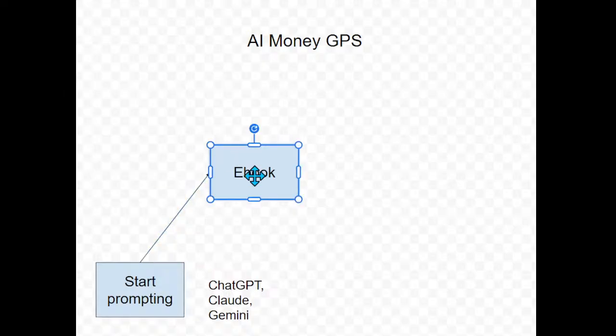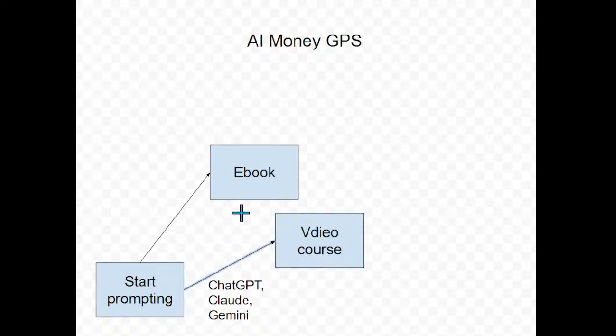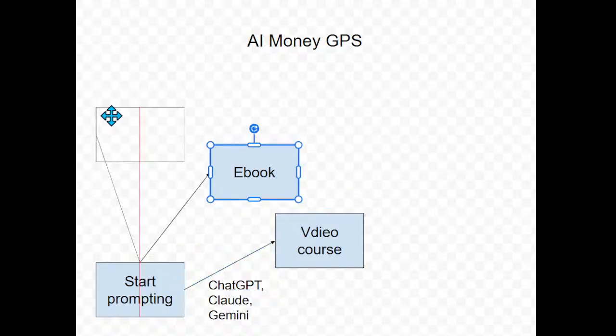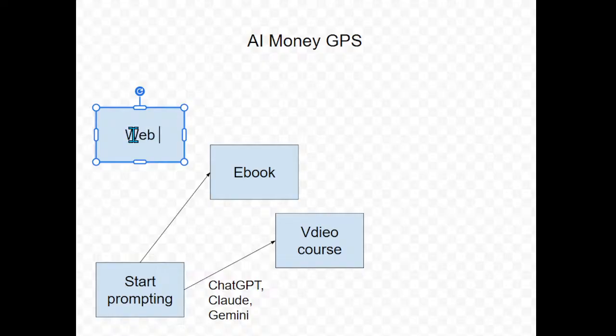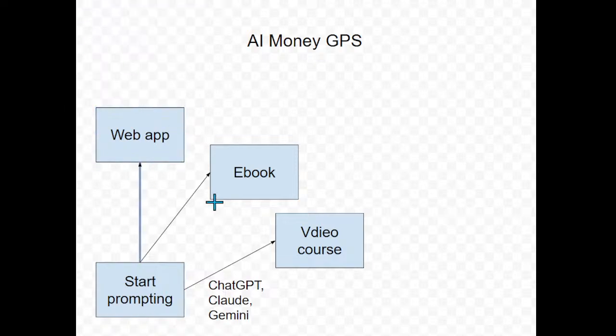But it's not just an ebook. You have different choices. Like if you like to produce videos, then you can say create a video course. So that's another option. A third option, which typically is more demanding, is a web application. So a web app, it's a software that runs on the internet. And so it depends on what you're really interested in. And so you have a lot of options.